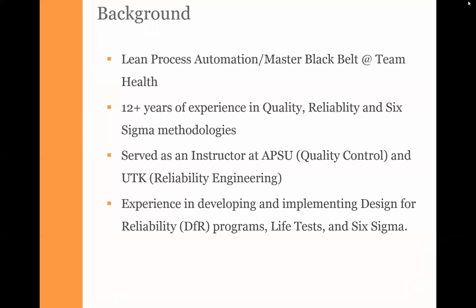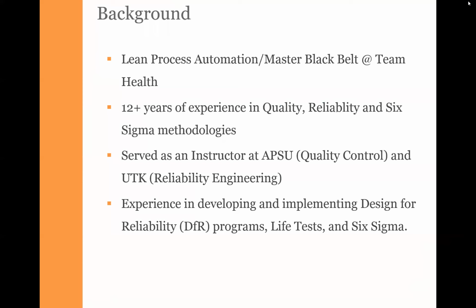I used to work in reliability engineering for 10, 12 years. Now I'm really Six Sigma primarily. I'll talk maybe a little bit about that later. Right now I work for a company called Team Health. As I mentioned, 12 years experience primarily in quality, reliability, and Six Sigma. I did teach at Austin Peay State University for a couple of years, quality control. And I taught this class a couple of years ago just to fill in as well.